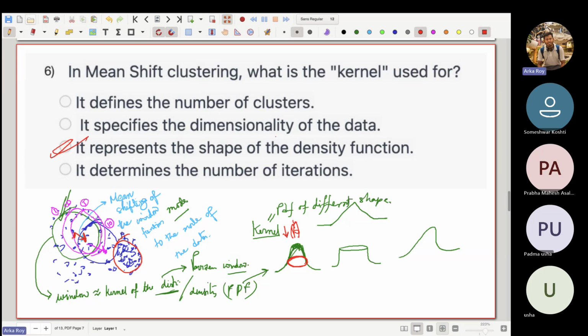It specifies the dimensionality of the data. Dimensionality of data is in no way related with clustering, because dimensionality of data you have seen in the PCA week. It has no obligation with the clustering process.